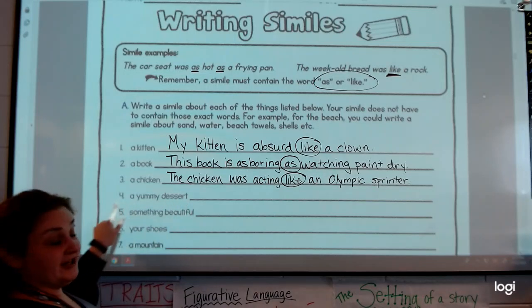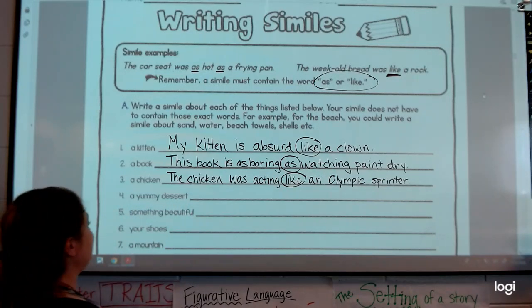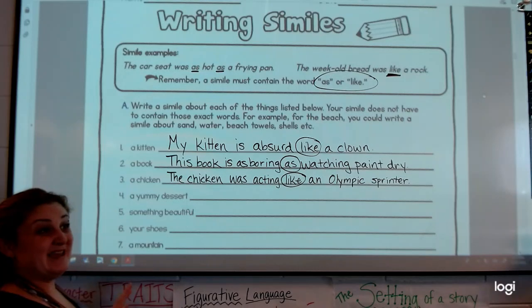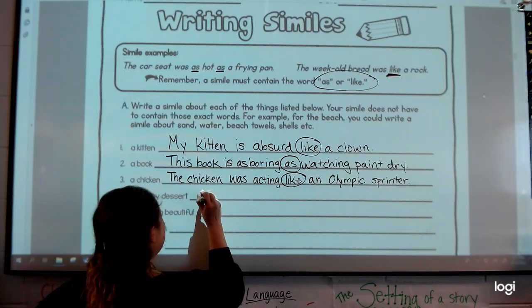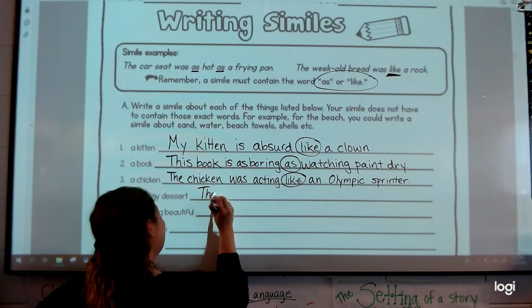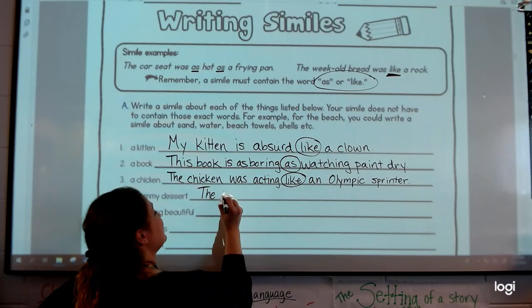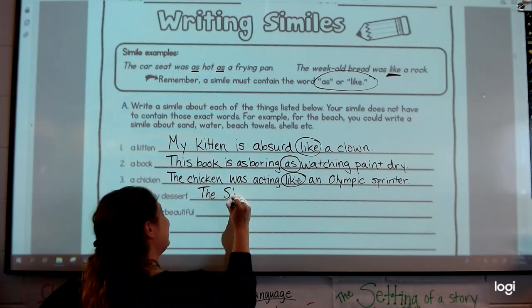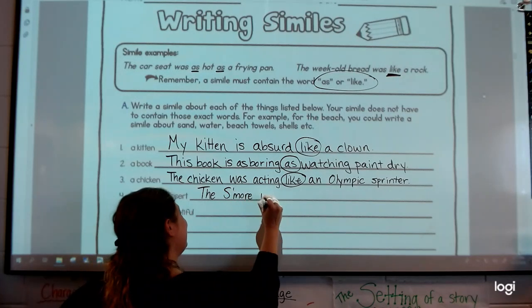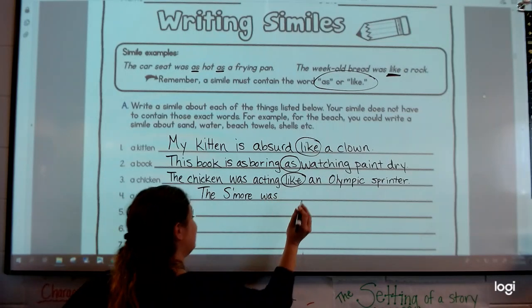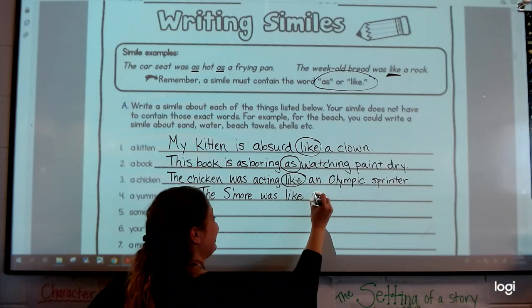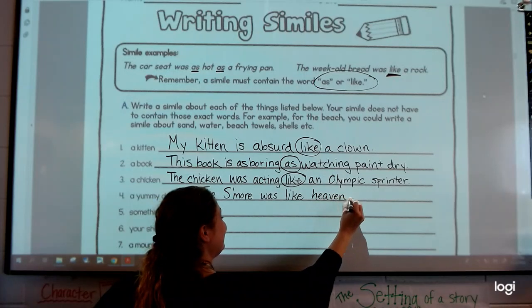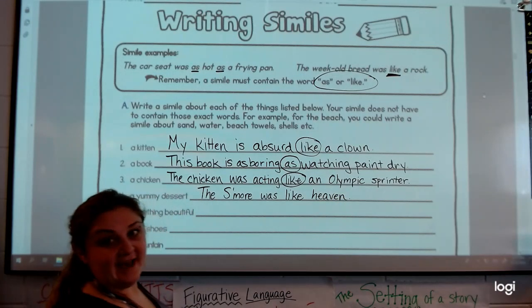Ooh, we have a yummy dessert. We've thought a lot about desserts in the past few weeks. So you can picture any dessert you want. You can make any comparison you want. Let's see. I'm going to write about a s'more. The s'more was like heaven.